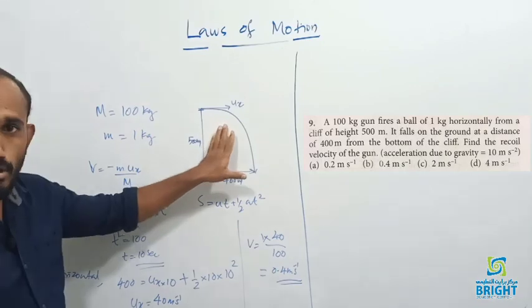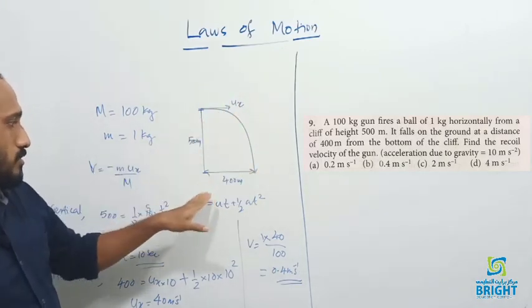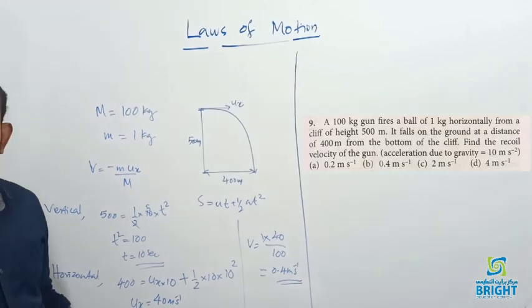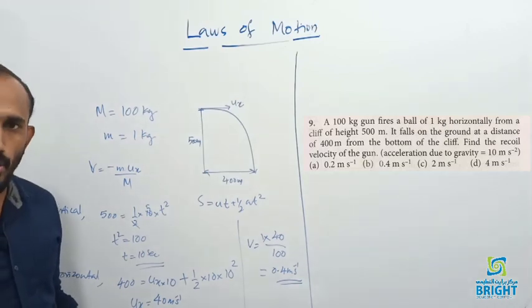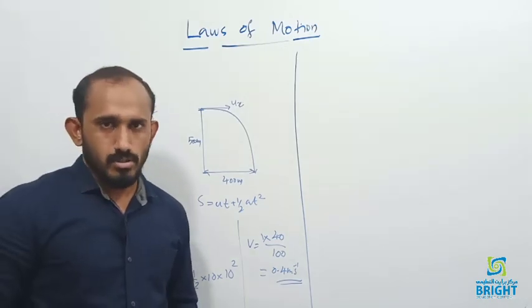So here, basically, how to resolve the initial velocity, the horizontal velocity, these two concepts. You find the initial velocity of the bullet, the horizontal velocity. I hope you understood it. Thank you for watching. See you.